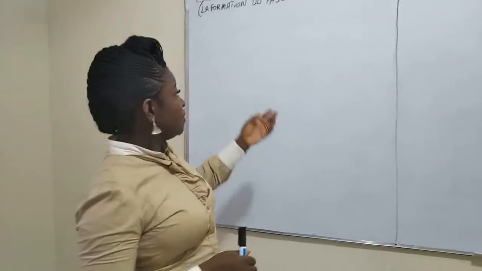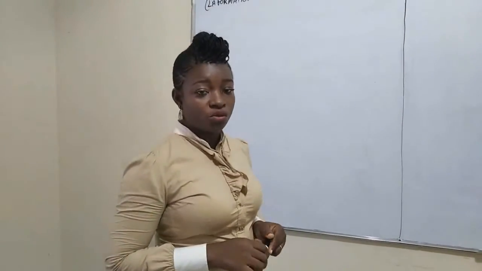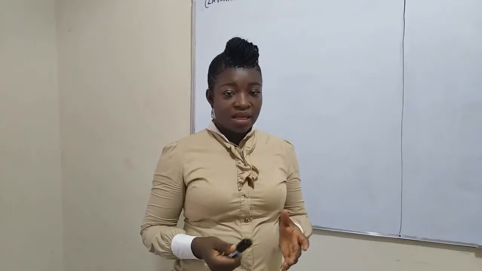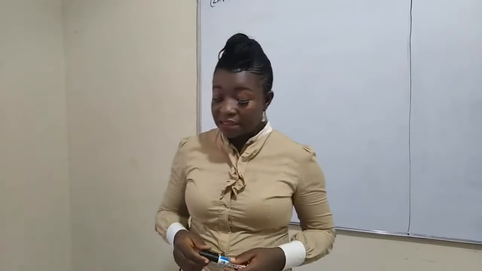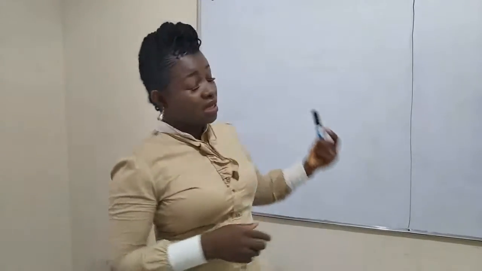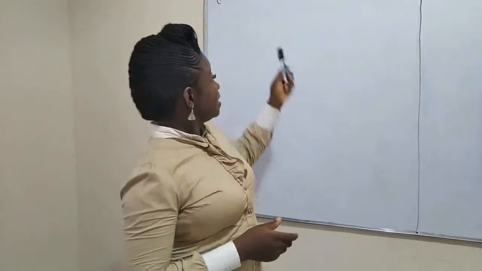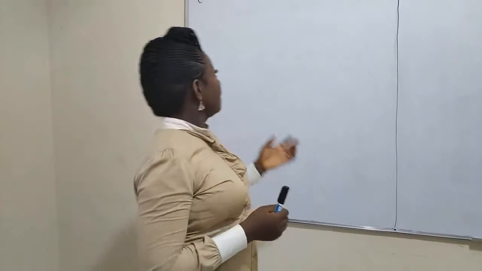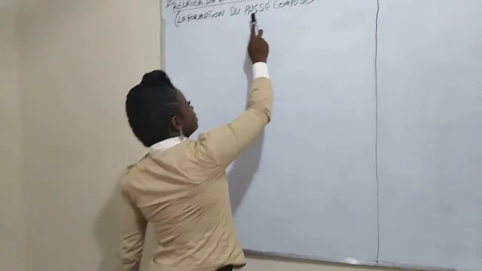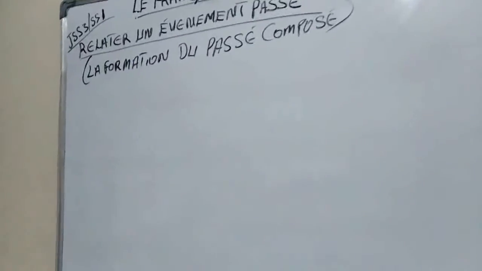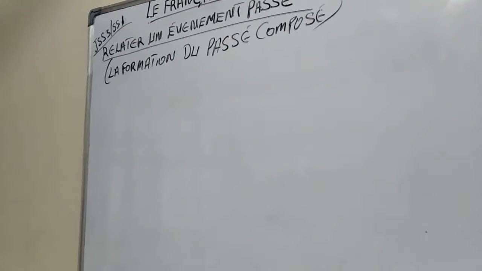Now, you know already that you cannot talk about an event that has passed without using past tense. So, we are going to look at how to form this past tense in French, and then later on we'll know how to use them. Do you understand? Okay, so we're going to be looking at what this passé composé is in French or in English. So passé composé here refers to the perfect tense in English.